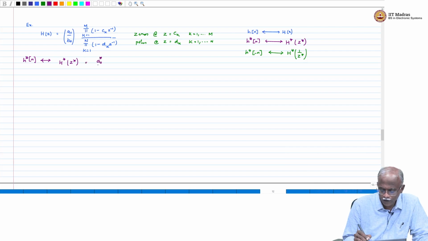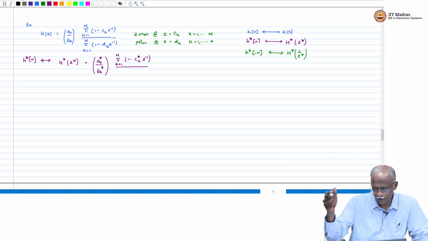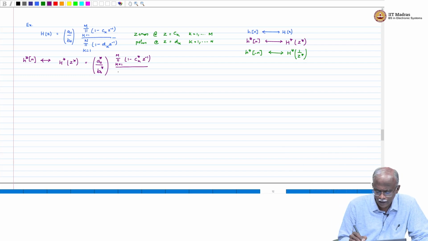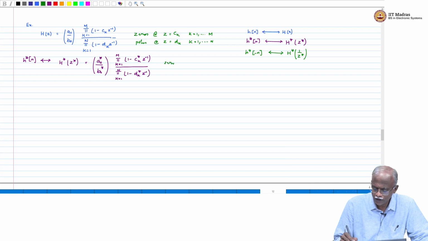You get a naught conjugate divided by b naught conjugate. When you conjugate h, these will get conjugated. Then the zero terms: k equal to 1 through m, 1 minus ck conjugate z inverse. Make sure you are getting the correct substitution, and there are two conjugations, so therefore the z conjugate will become z itself. The denominator will be k equal to 1 through n, 1 minus dk conjugate z inverse. Okay, important.